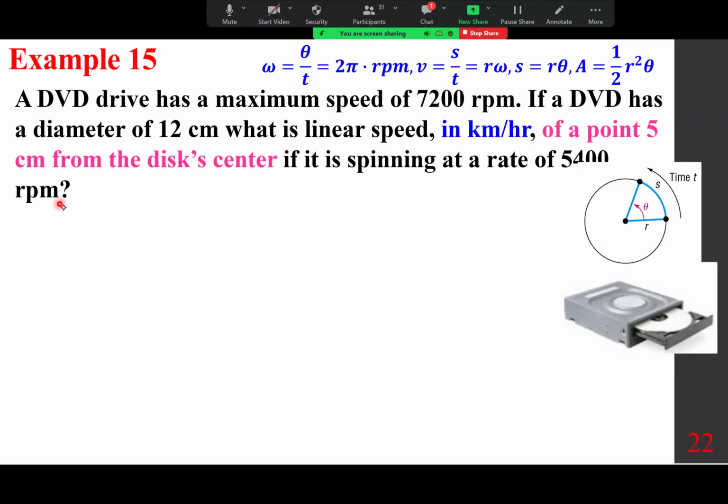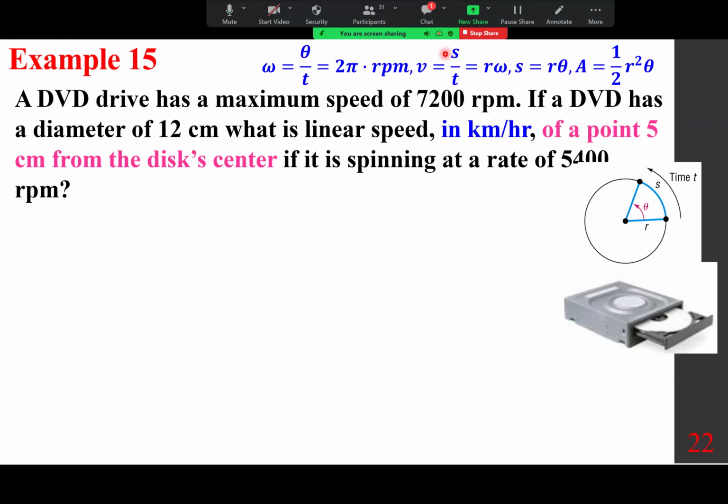What is given? That's a piece of information we don't need. That is also a piece of information that doesn't work for us. The point is located 5 centimeters from the disk center, so the radius of interest is 5. The reason I picked this question is because I want you to see two different numbers, but pick the right one. This is fine, but this is what we need because we want the speed at that point. So R is 5.